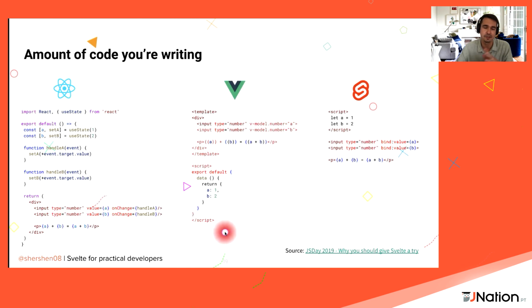Now, after a quick intro into the basics, let's have a look at a typical, not very useful, of course, but model component. What we have here is two inputs, and then in the template block, we are just combining the input of those two fields, like a plus b equals ab, right? Or 2 plus 2 equals 4. This is the component. So let's have a look at the amount of code we have to write to achieve that goal.